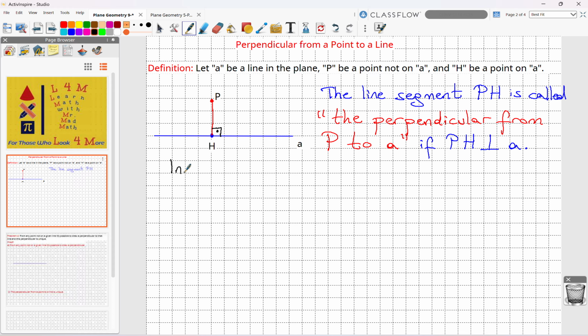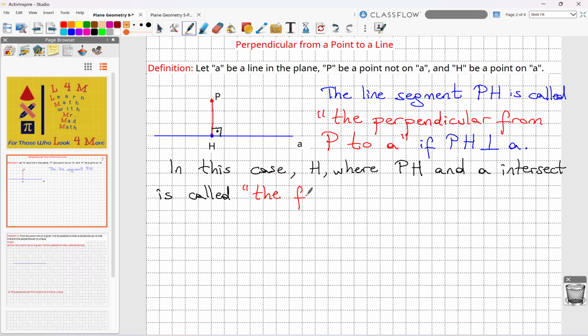And in this case, the point H, where PH and A, the line PH or the line segment PH, and the line A intersect, is called, this point H is called the foot of the perpendicular. Okay, that's all. I think there is no need to talk about it more.